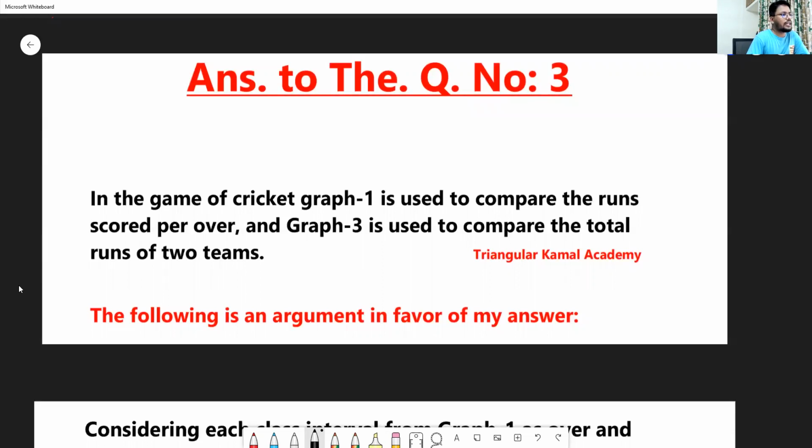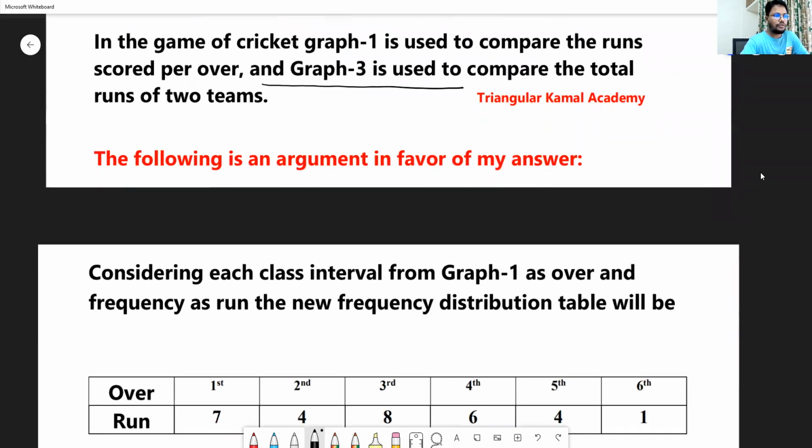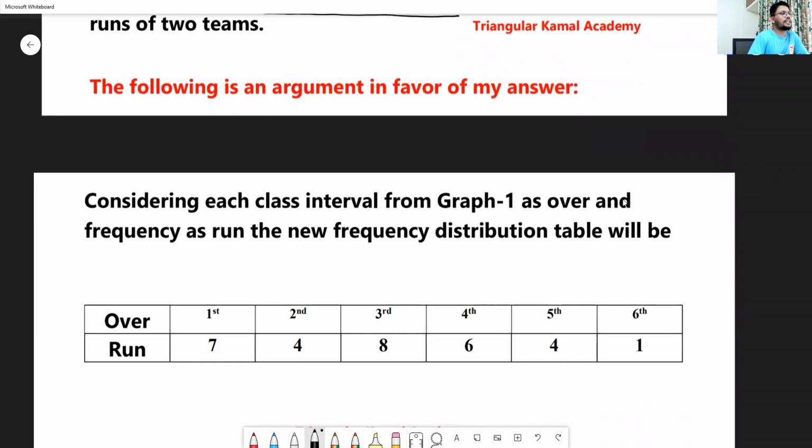In the game of cricket, graph one is used to compare the runs scored per over, each over, and graph 3 is used for the other part. In the next part we will discuss graph 3. Now here just the first part answer, graph 1. So now the following is an argument in favor of my answer. That means our answer is in favor, with reasoning.